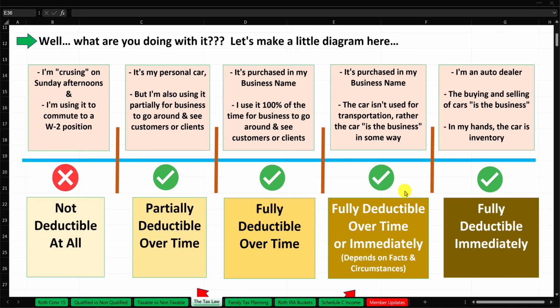In a situation like that, the car would most likely be fully deductible, and it could be over time or it could be immediately, heavily dependent on the facts and circumstances of the particular situation. And finally, I'm an auto dealer. The buying and selling of cars is the business. In my hands, the car is inventory. In that case, the cost of the vehicle will be fully deductible immediately upon the sale of the vehicle to a customer. You will not have to spread out the deductibility of that vehicle over time.